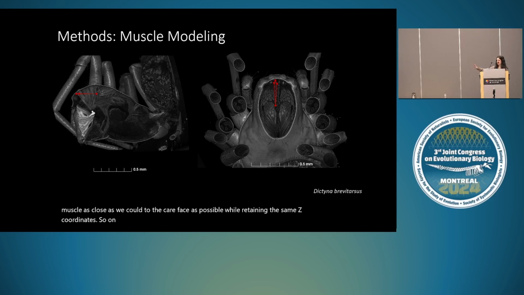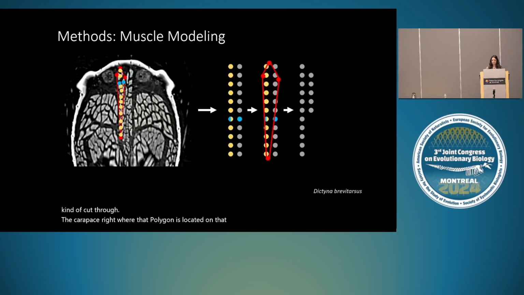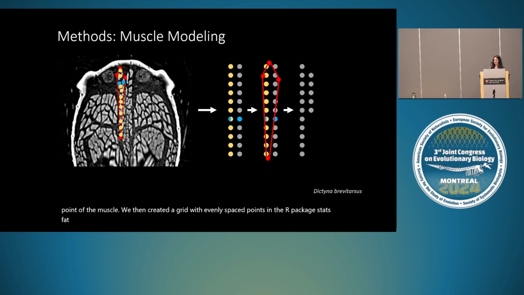On the left-hand side here, you can see a lateral cross-section with that polygon in red. And on the other side, you can see a top-down view where we've cut through the carapace right where that polygon is located on that intercheliceral muscle. Within the polygon, we recorded the number of fibers from the longest and the widest point of the muscle. We then created a grid with evenly spaced points in the R package, StatSpat-geom, which is a fun package to say. We then fitted the polygon coordinates to this grid, and we retained the coordinates that fell within the grid and used those to calculate our isometric forces.